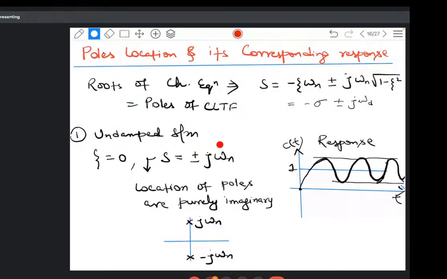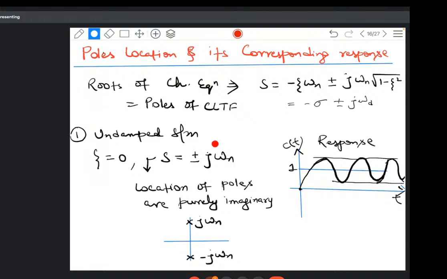Plus minus j omega n means the poles are located exactly on the imaginary axis in the form of a conjugate pair. So the poles are purely imaginary. What was the topic? I have to determine the pole location and its corresponding response. If I am able to write the standard second order characteristic equation, that will give me the pole location, or the poles of the closed loop transfer function. Here the poles are purely imaginary because zeta is equal to 0, and if you put zeta equal to 0, you get plus minus j omega n.